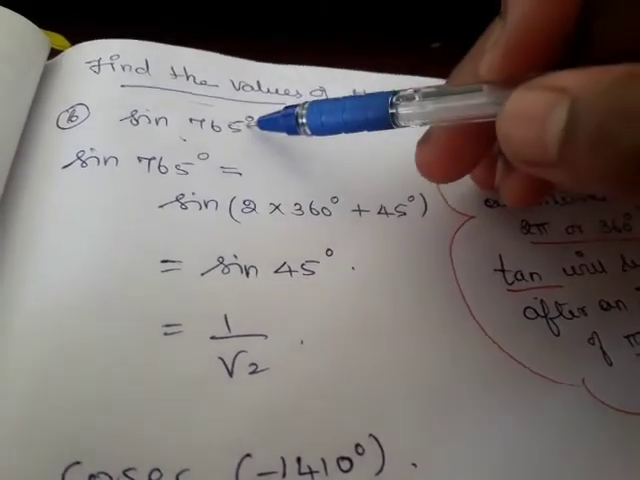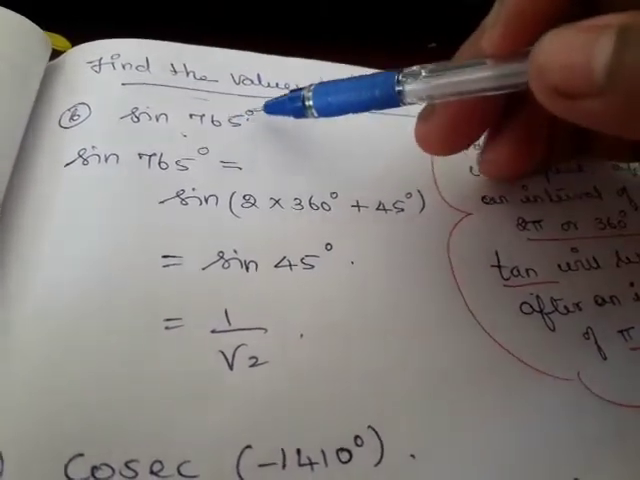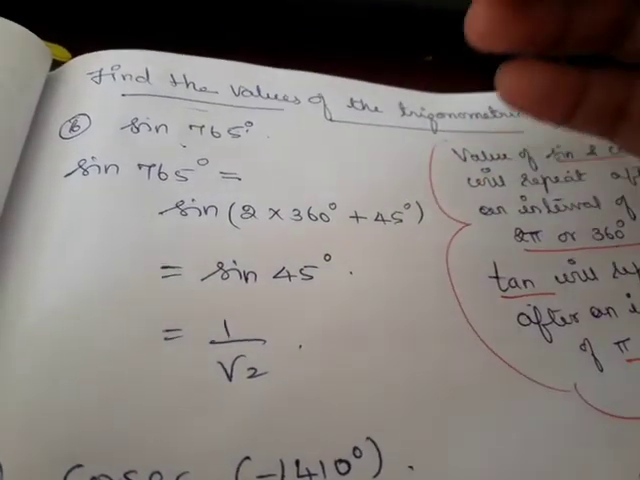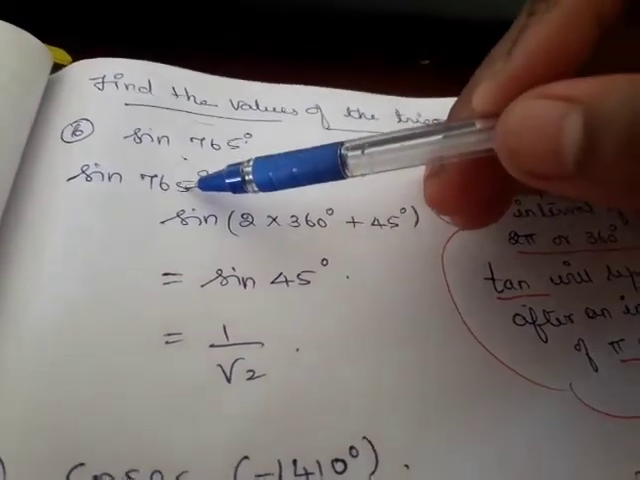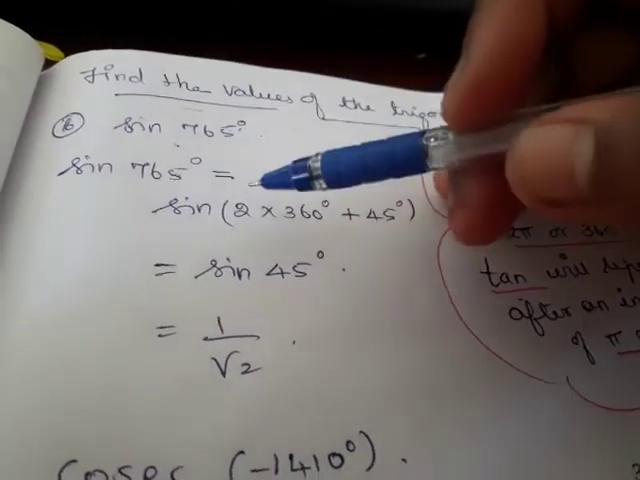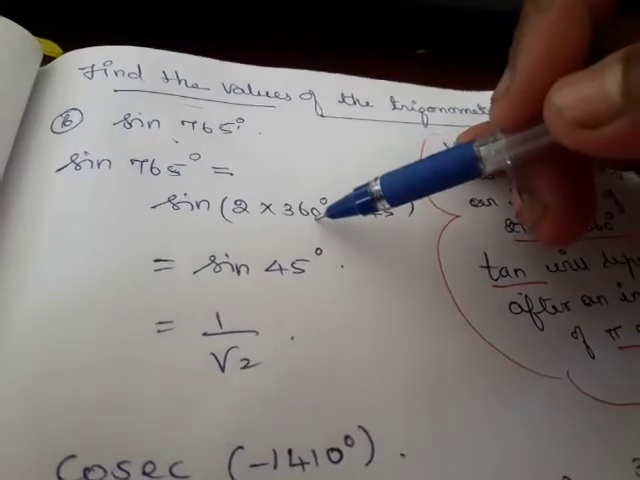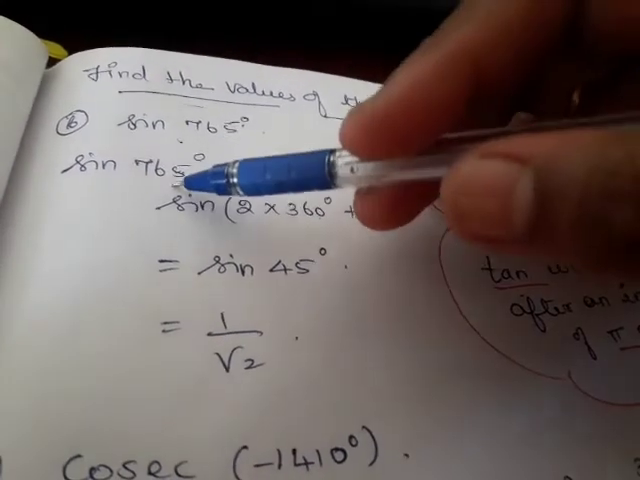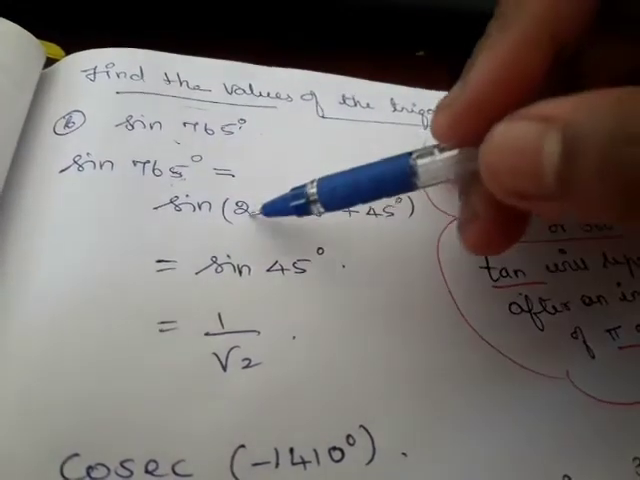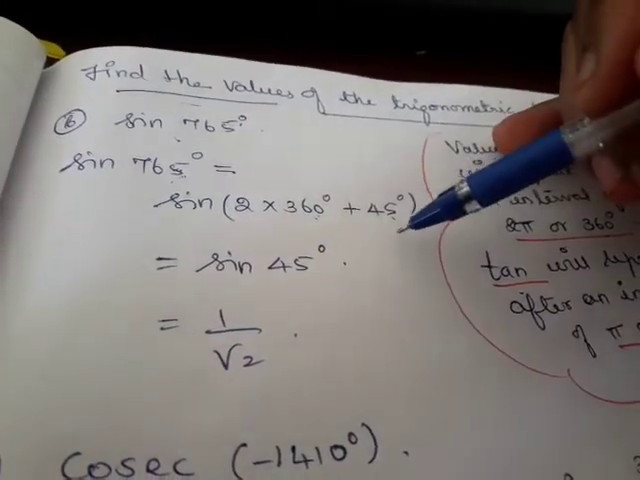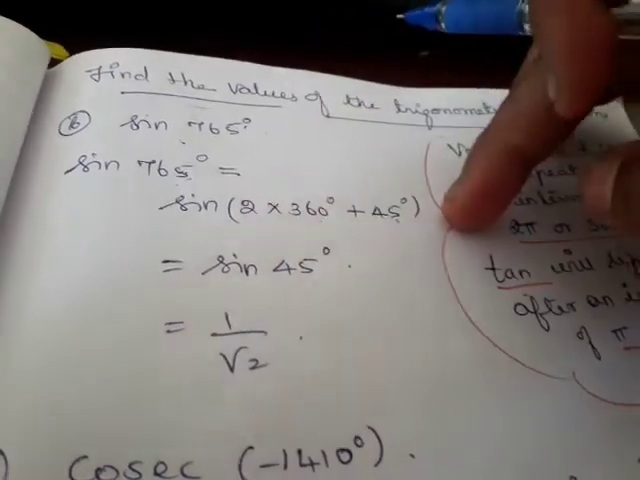If you see the first example, sine 765 degree. Now sine 765 degree, how can we write? Divide 765 by 360. If we divide 765 by 360, we will get 2 times 360 plus the remainder, which will be 45, right? So 765 can be written as 2 times 360 plus 45. Now 45 is a standard angle only, so you can write it as such.